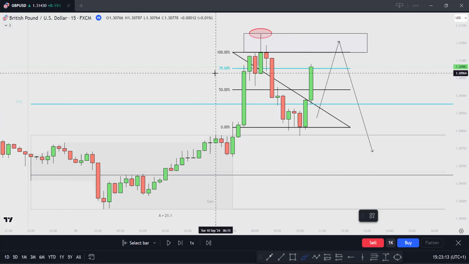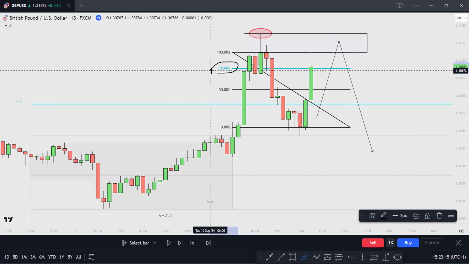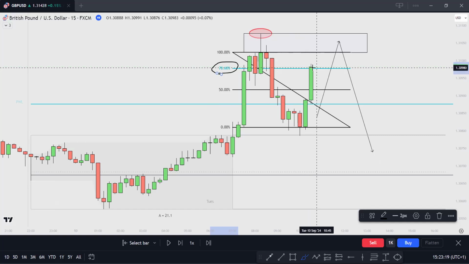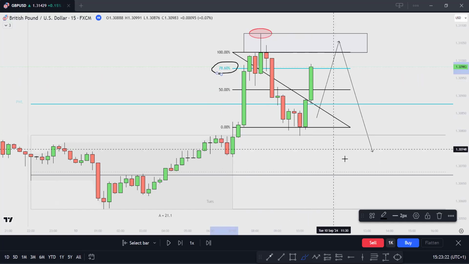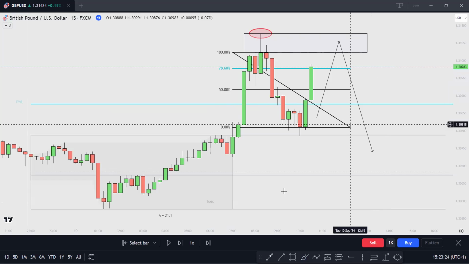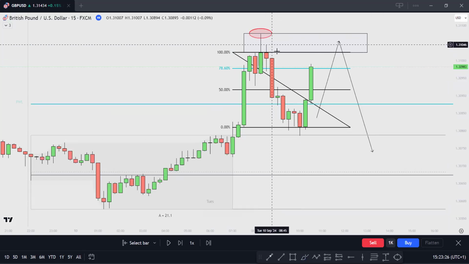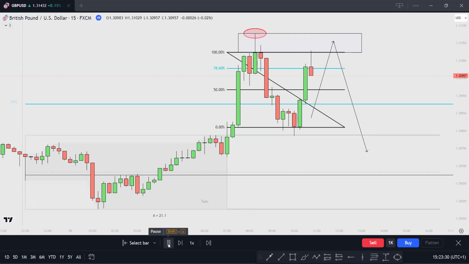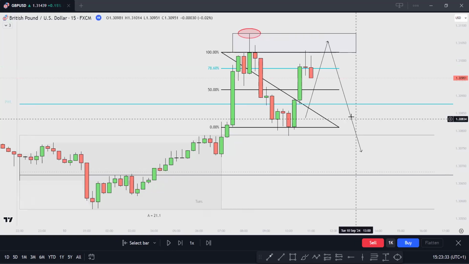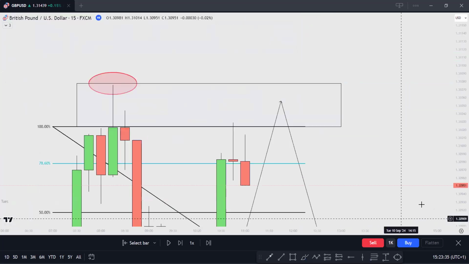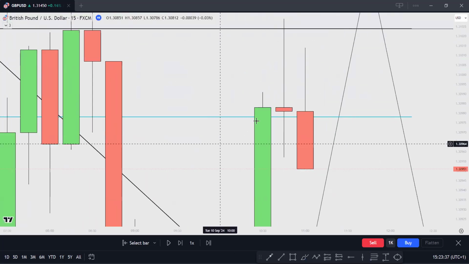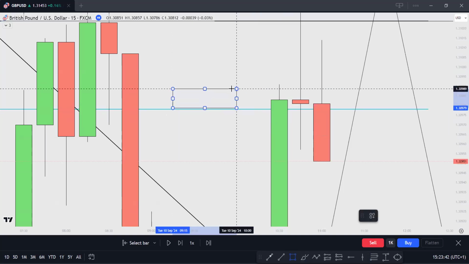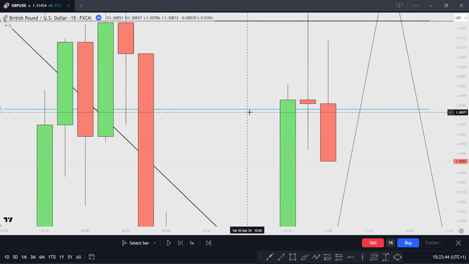So what I look for is the 78.6% for price to close, for the candles to close above this 78% mark, and then tap this box, touch the box, and then give me a candlestick pattern. So let's see what happens here. All right, so if we zoom into this, you can see that this candle closed above the 78% mark.